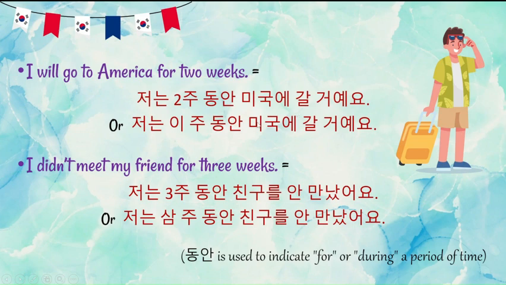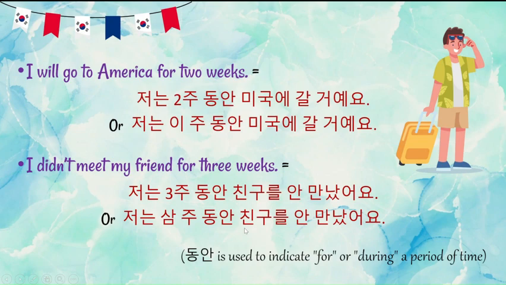This one is also pronounced the same way. 저는 2주 동안 미국에 갈 거예요. Fine, this is how you frame this Korean sentence. Next example is, I didn't meet my friend for 3 weeks. Now here you are going to say 저는 3주 동안 친구를 안 만났어요. Very simple now. You just need to know the concept, how to frame sentences and how to use the counter with the appropriate number in the proper way. So here for 3 weeks is 3주 동안.